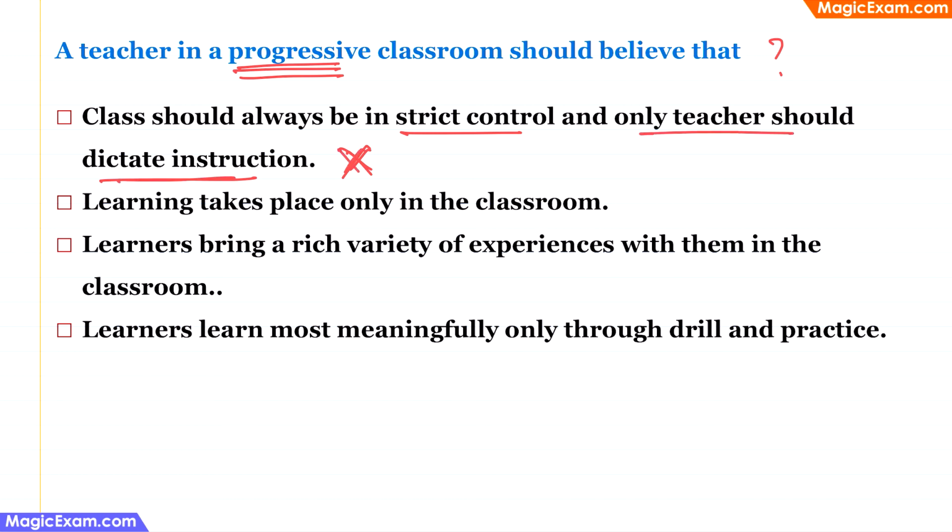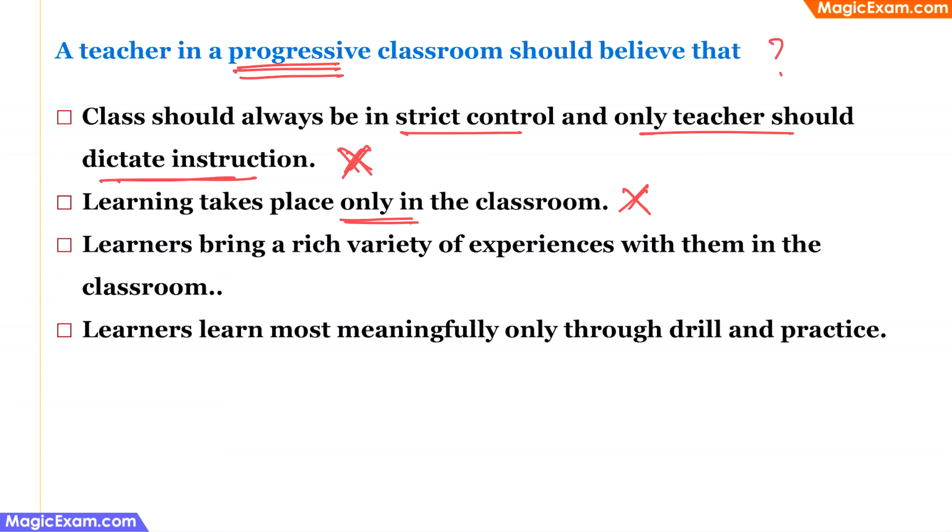Next, learning takes place only in the classroom. This is also incorrect, because as we have already discussed, learning happens in many places. It can happen in the classroom, in the house, outside the classroom, during field visits. Therefore, learning takes place only in the classroom makes this an incorrect statement.